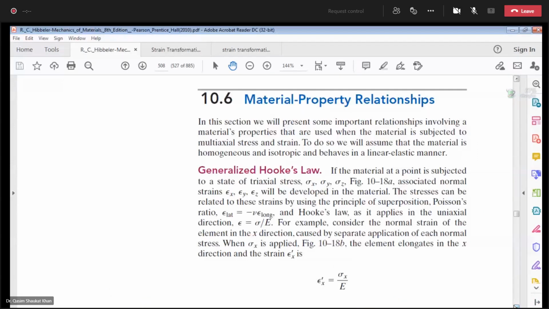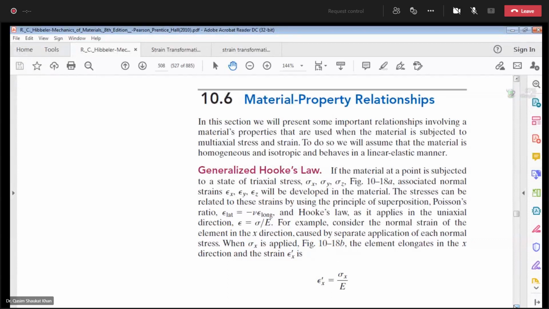Let's start with our new topic, material property relationships. Material property relationships.